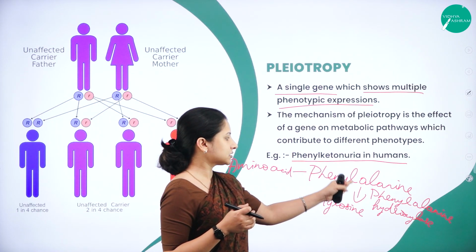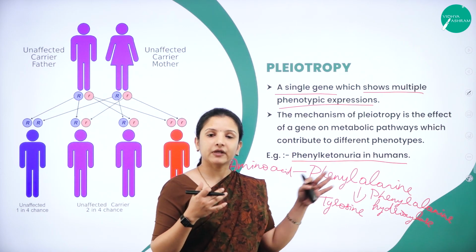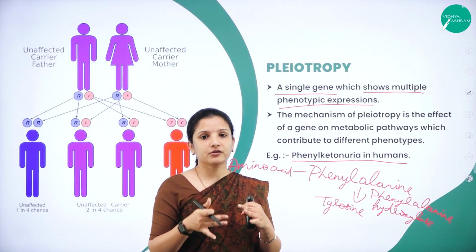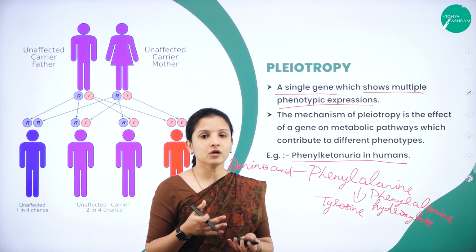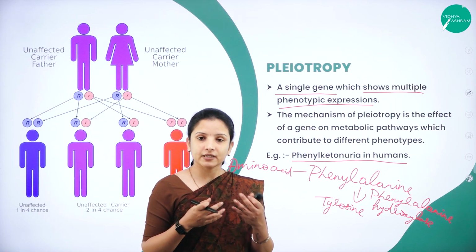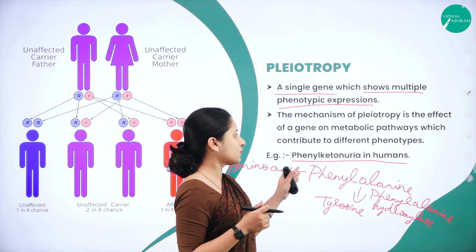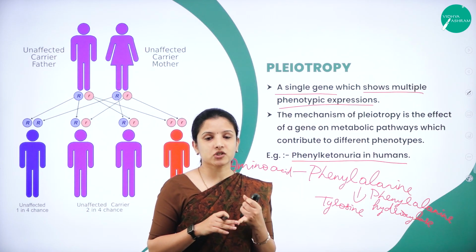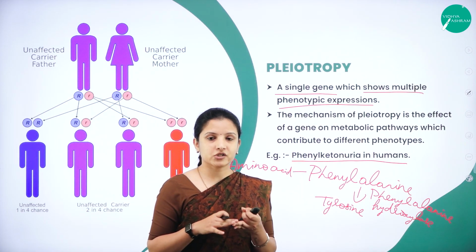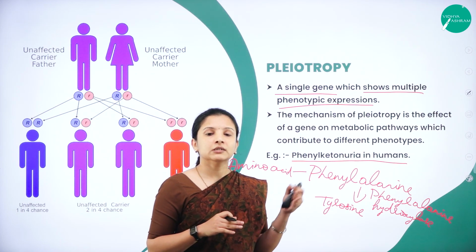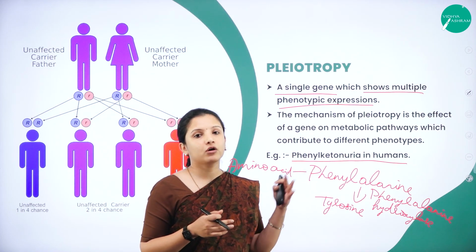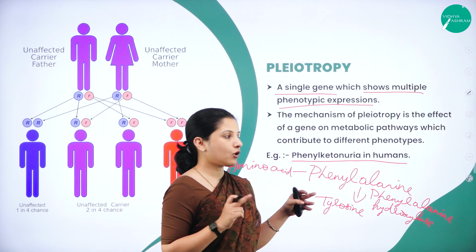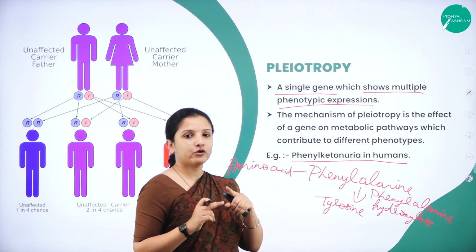Therefore, the phenylalanine cannot get converted to tyrosine, which is needed for various functions in the body. So the child will develop skin diseases such as eczema, the proper functioning of the brain will not occur, and the skin color will change. That is what I said, what is pleiotropy?